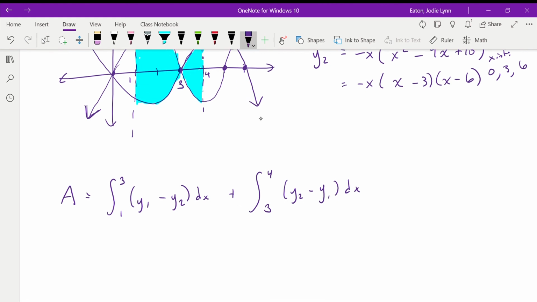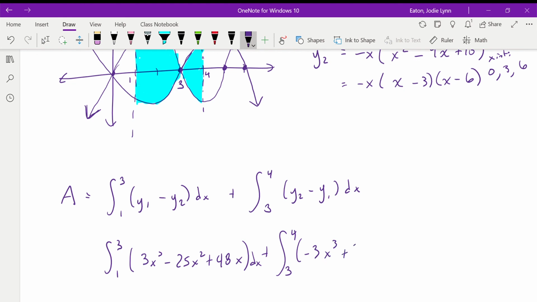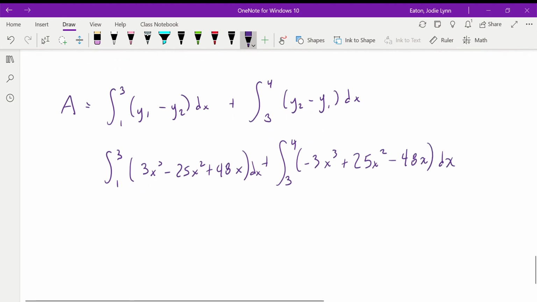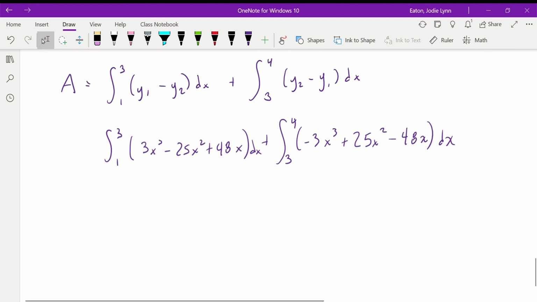Okay, so let's plug in all our lovely numbers. The integral from 1 to 3, we're going to subtract y1 and y2, so that's 3x cubed minus 25x squared plus 48x dx, plus the integral from 3 to 4 of negative 3x cubed plus 25x squared minus 48x dx. And you notice you just get the negative because you're subtracting the other way around.